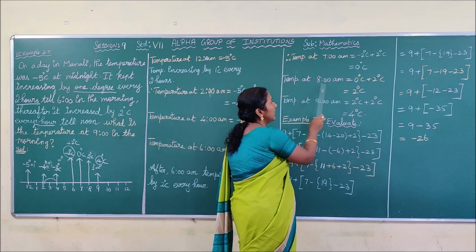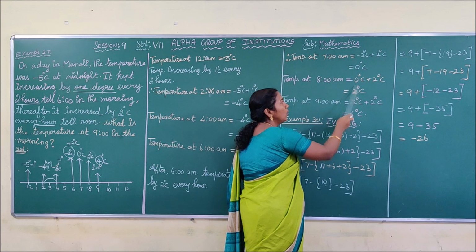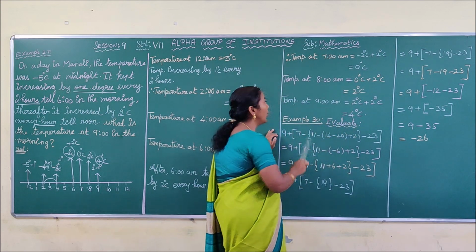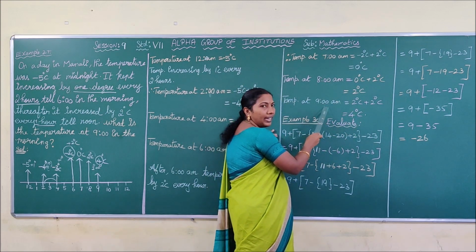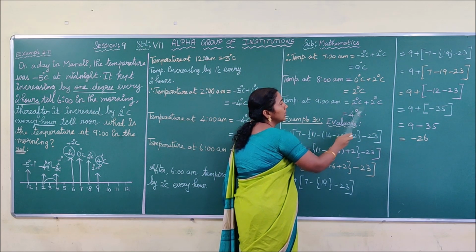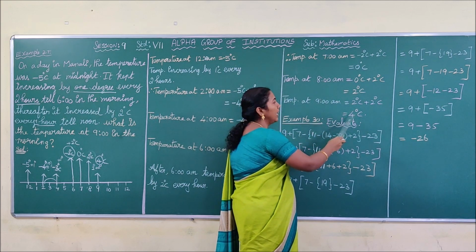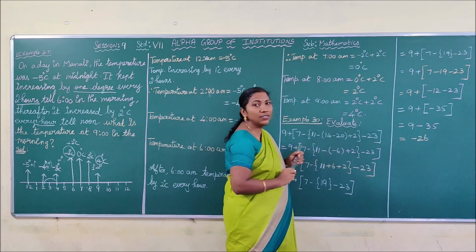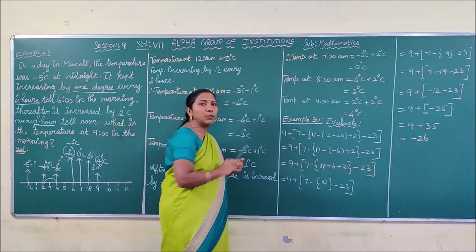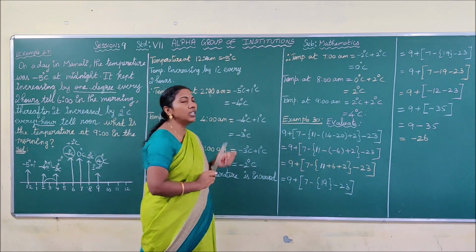Now, the temperature at 8 a.m. is, you have to add 2 degrees to 0 degrees. So, you get 2 degrees Celsius. Now, we are going to find the temperature at 9 a.m. It is 2 degrees Celsius plus 2 degrees Celsius. This 2 degrees Celsius is the temperature at 8 a.m. Finally, we get 4 degrees Celsius. Thus, we have calculated using place modeling that the temperature at 9 in the morning is 4 degrees Celsius.